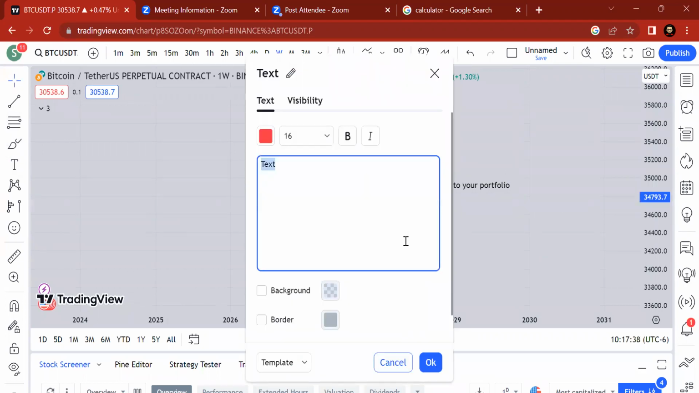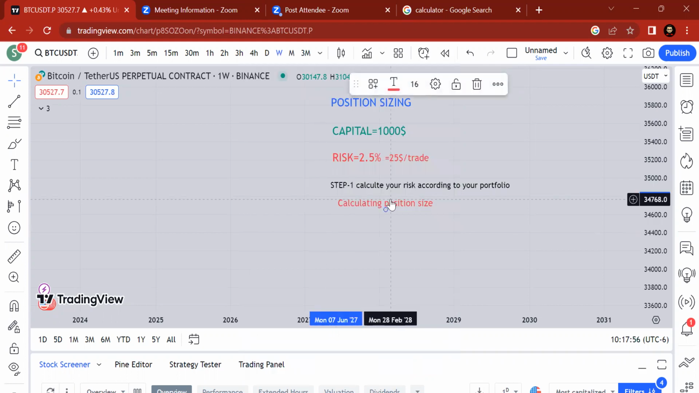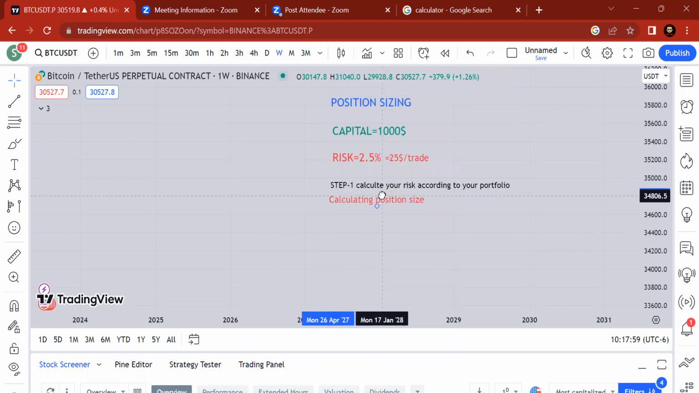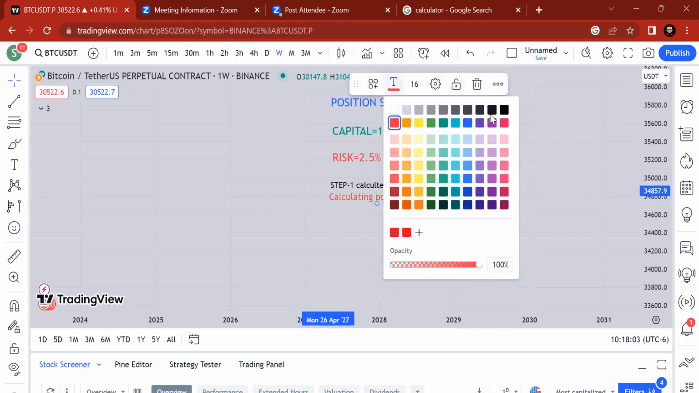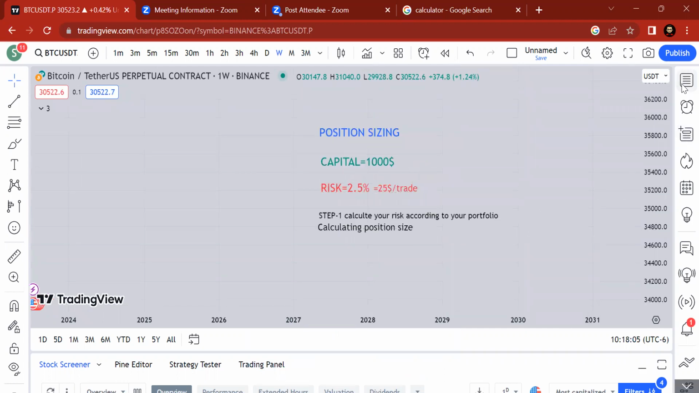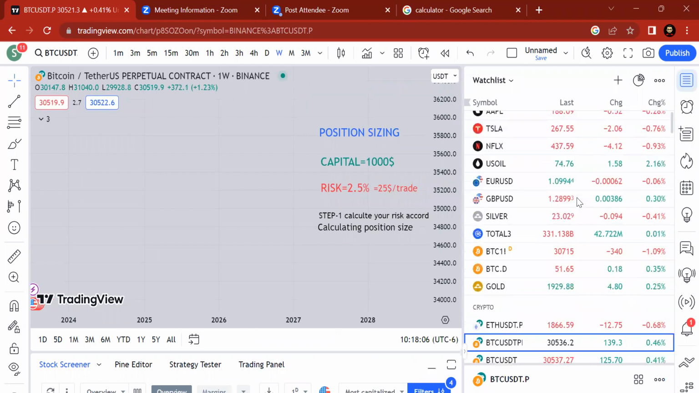Step two will be calculating position size. That is an important one. Mostly people in step two don't understand what that thing means. I will switch to another chart because I need it now.